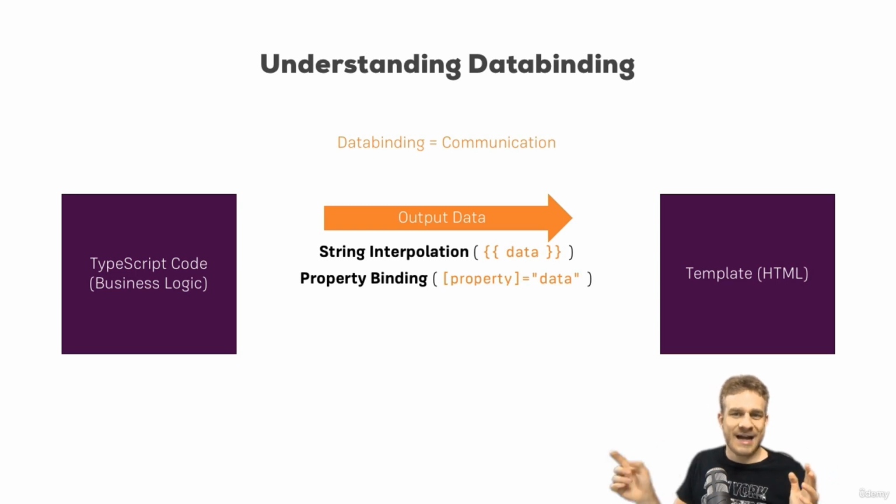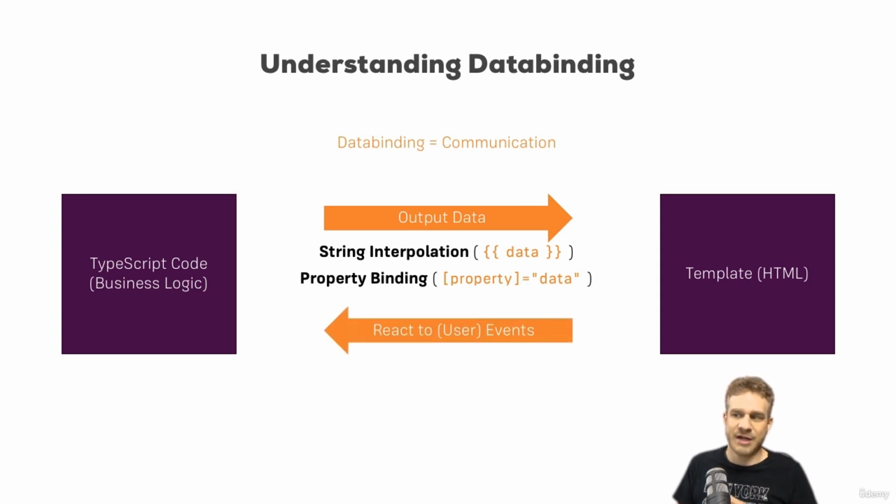Sometimes, though, the other direction is interesting too. If the user clicks a button, you can kind of think of the user clicking this button on the template because again, the template is the thing with which the user interacts, which he sees and where he's also able to click buttons. So if we click a button, we maybe want to trigger something in our TypeScript code. So now we need the other direction. And we can get this other direction, we can react to user events with event binding. So we can bind to, for example, a click event to execute some code whenever it occurs.